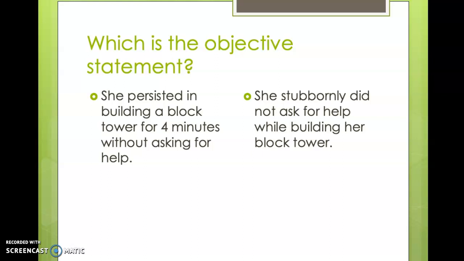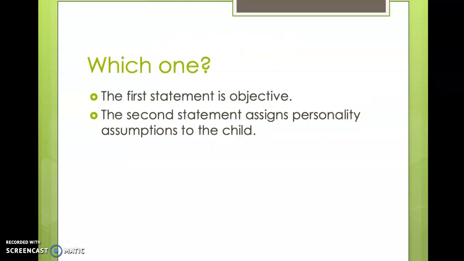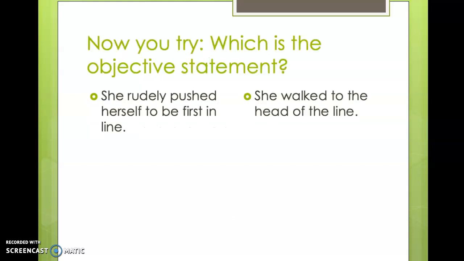Again, what is the objective statement? She persisted in building a block tower for 4 minutes without asking for help. She stubbornly did not ask for help while building her block tower. The first statement is objective. The second one assigns a personality assumption about the child, that she is stubborn. You want to avoid those descriptive words when you're doing your observations.